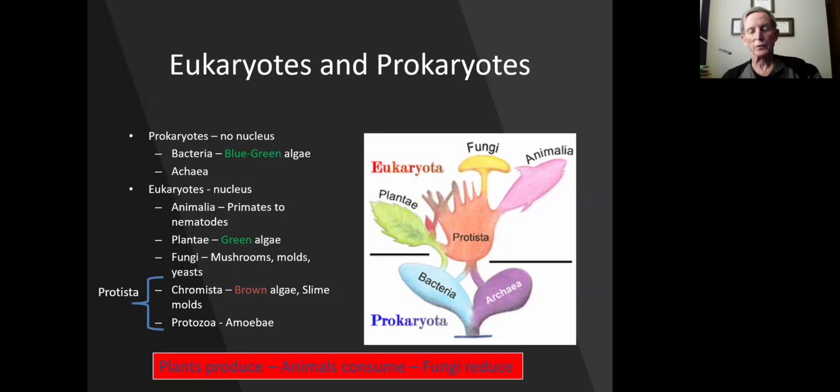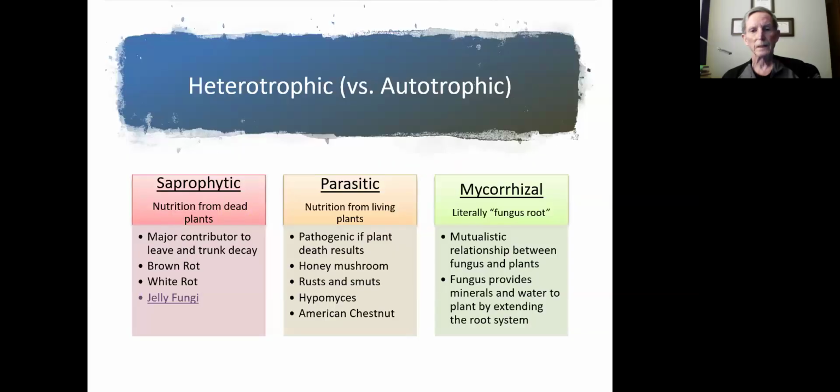Plants produce, so they're autotrophic. Animals consume, they're heterotrophic, as are other things. But fungi reduce. So that's the cycle of producing hydrocarbons and then returning them to the atmosphere to be reused again. So it's called the carbon cycle and the nitrogen cycle. They're both related in recycling things that need to be in the atmosphere so we can use them to build life.